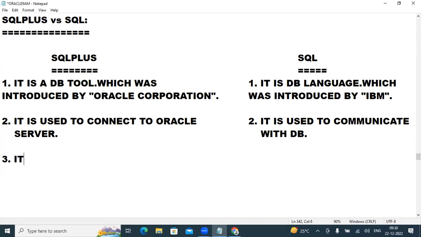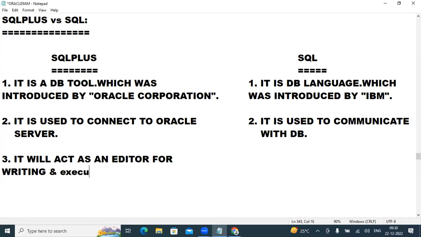SQL Plus will act as an editor for writing and executing SQL queries, that means SQL commands, and PLSQL programs.